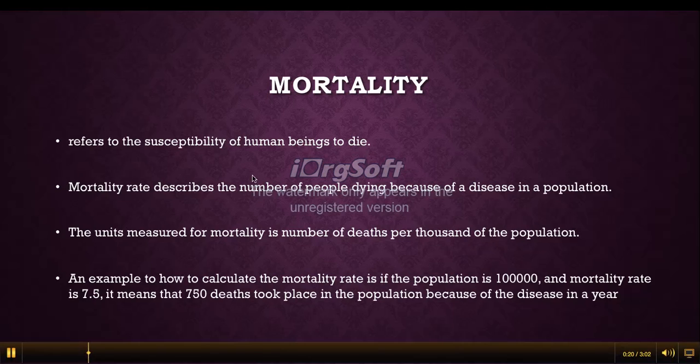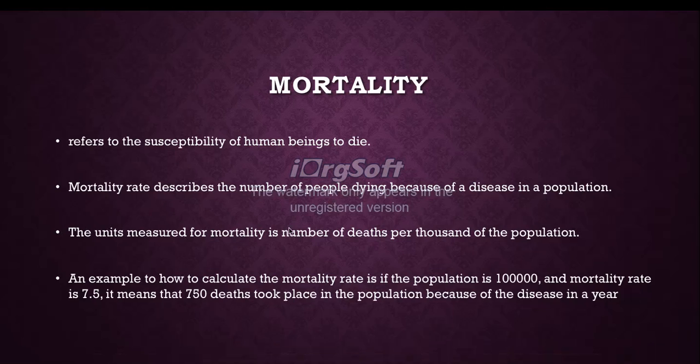Mortality rates describe the number of people dying because of a disease in a population. In addition, the unit measured for mortality is number of deaths per thousand of the population. An example of how to calculate the mortality rate: if the population is 100,000 and the mortality rate is 7.5, it would mean 750 deaths took place in the population because of a certain disease in that year.